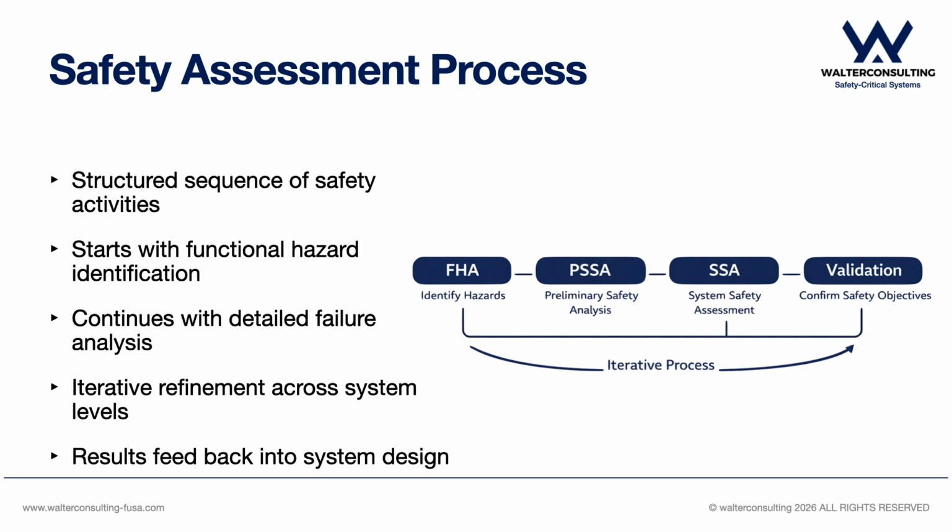So how does the safety assessment process work? It starts with a functional hazard assessment. Here, potential hazards are identified based on system functions. Next comes the preliminary system safety assessment. This step analyzes how these hazards can be mitigated in the system design. Then follows the system safety assessment. This is a more detailed analysis based on the implemented system. Finally, the results are validated, but this is not a linear process. Safety assessment is iterative. New findings can lead to updates in earlier stages.